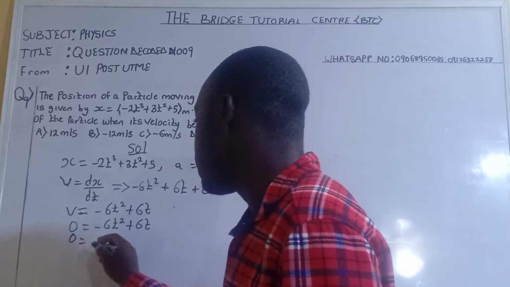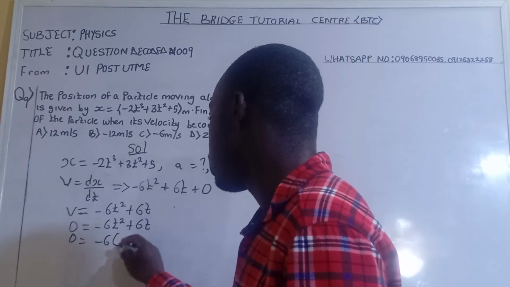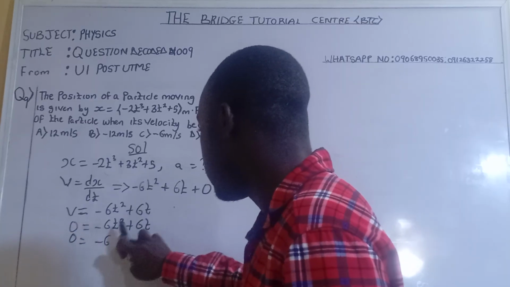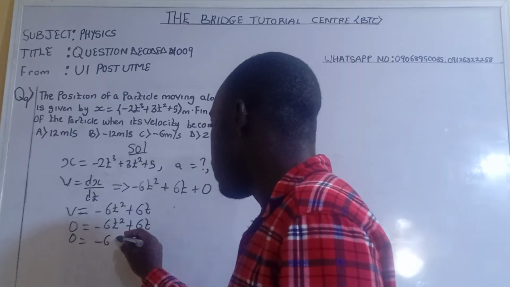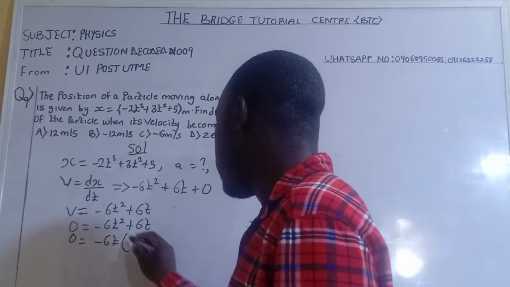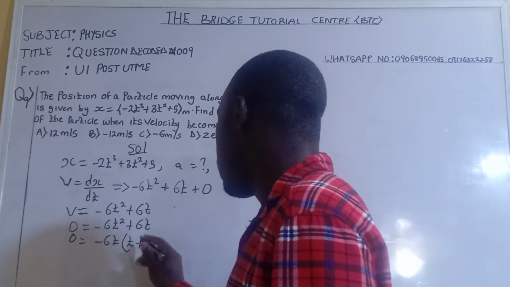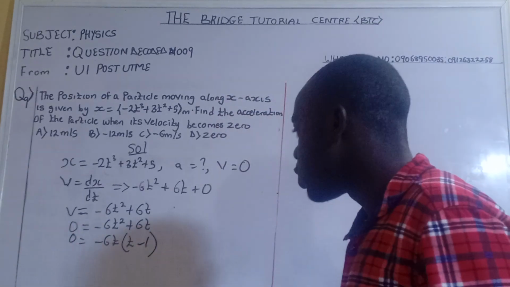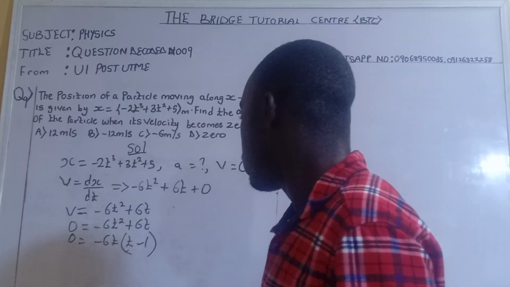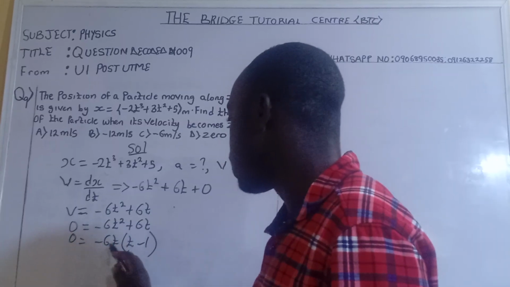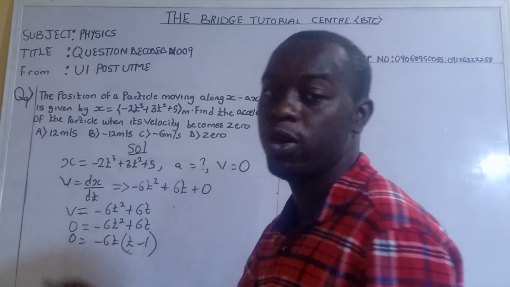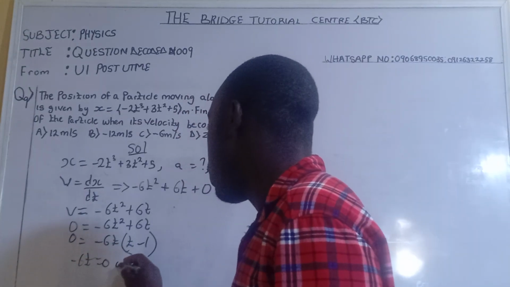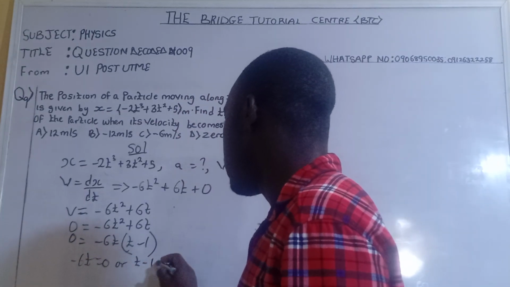Now if you factorize, 0 equals minus 6 into bracket. What do we have left? We have minus 6t, and you can see that t is also a common factor. Minus 6t into bracket: we are left with t minus 1. So you continue solving. Minus 6t must equal 0, or t minus 1 must equal 0.